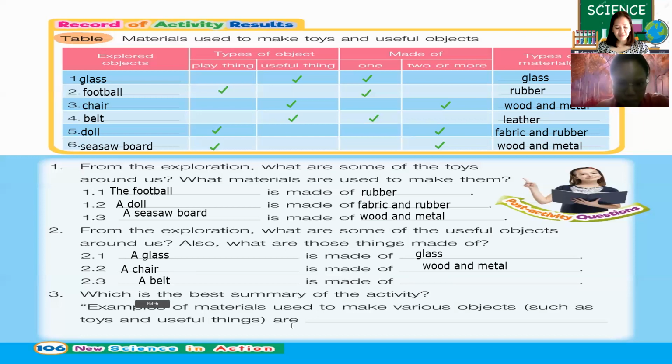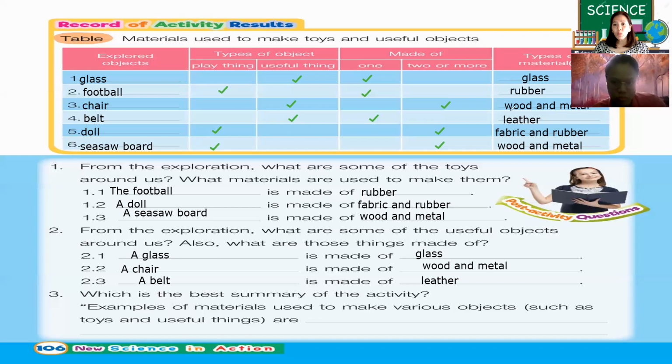Made of leather. Okay, and number 3 question, we have: which is the best summary of the activity? Example of materials used to make various objects. Okay, in this part, you have to write what are the materials. What are the materials?